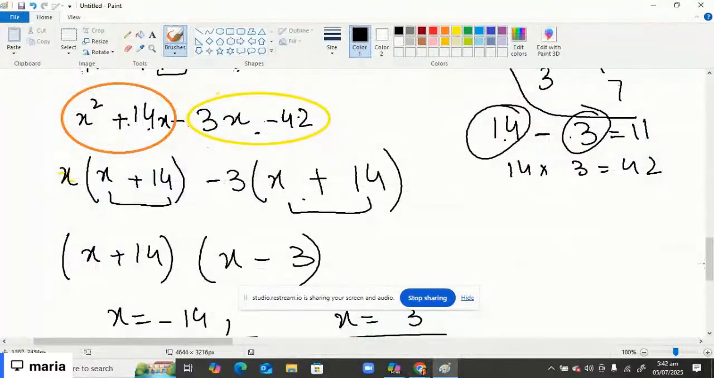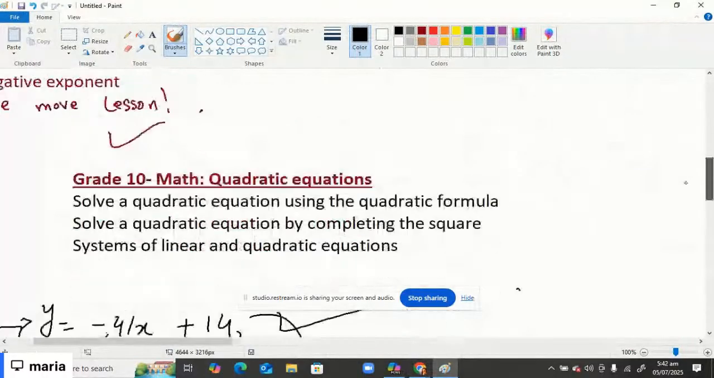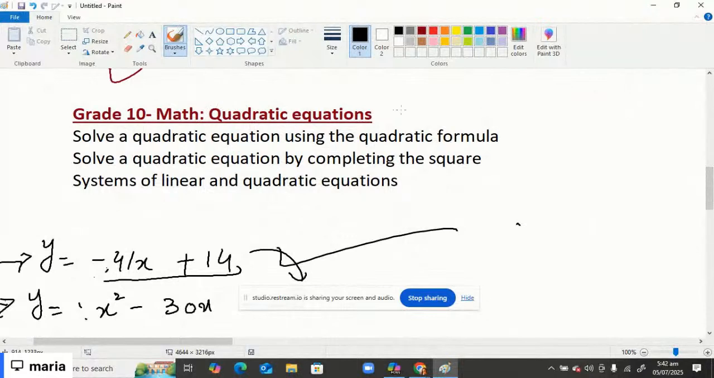So today we covered basically grade 10 maths. The chapter today we covered was quadratic equations, and these are the last three lessons.